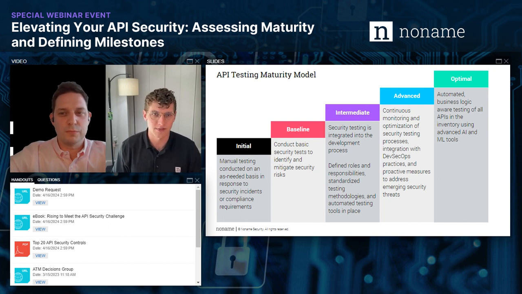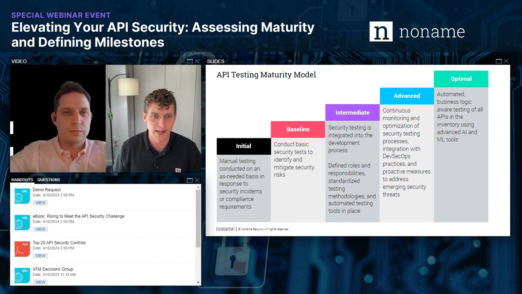Moving to the advanced phase. So an advanced phase of API security testing is when it's fully integrated into the DevSecOps process. So you actually have the tools or capabilities to proactively address security threats and vulnerabilities within the pipeline of deployment. So when you're deploying these APIs, you can address them then and there and prevent that from coming out.